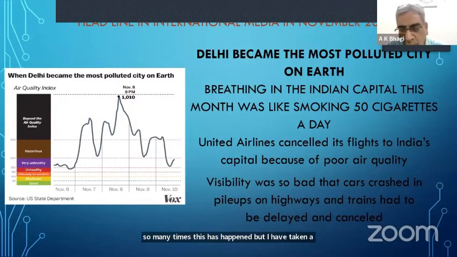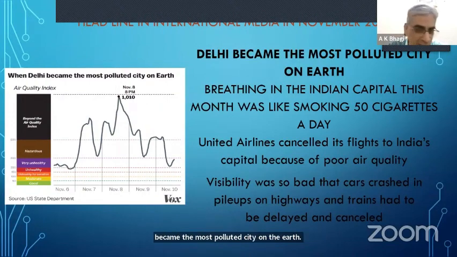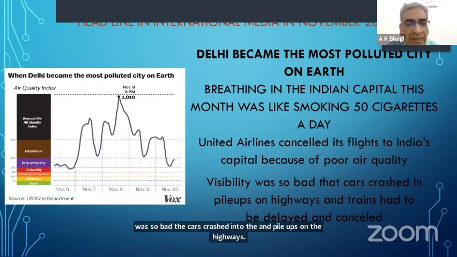There was a hue and cry in the whole world that Delhi became the most polluted city on earth. Breathing in the Indian capital was like... these were the headlines in social media and in the newspapers, in the print media and also in the electronic media. That breathing in the Indian capital is like smoking 50 cigarettes a day. There was a headline, United Airlines cancelled its flights to India's capital because of the poor air quality. Visibility was so bad, cars crashed and there were pileups on the highways. The trains had to be delayed and cancelled. And this happens every year.